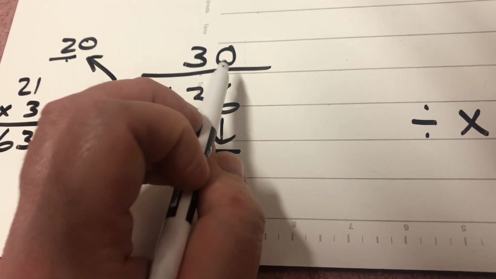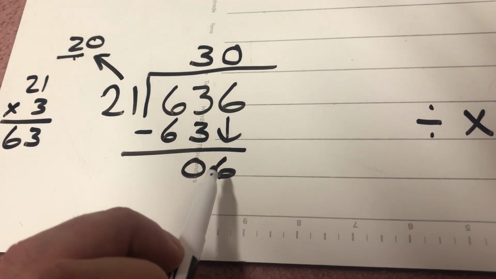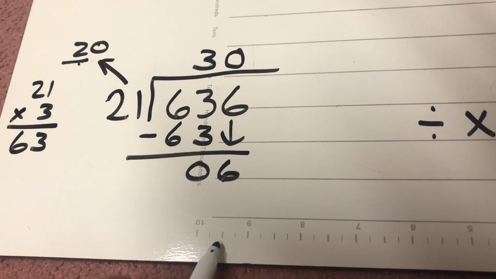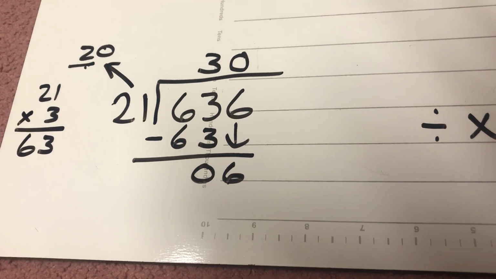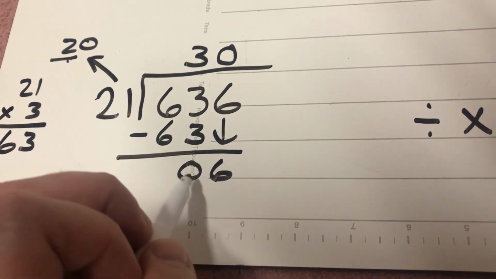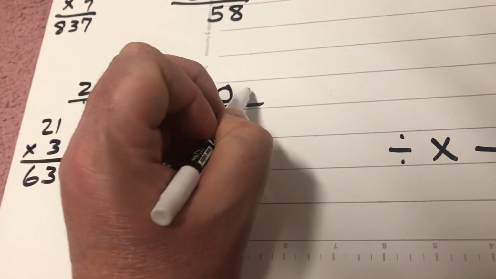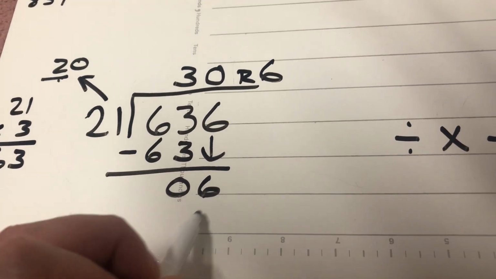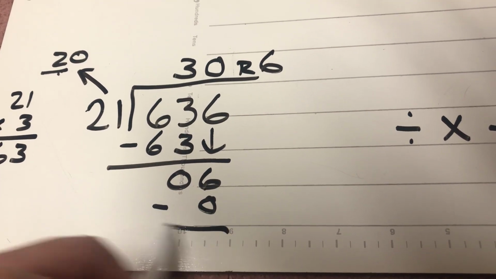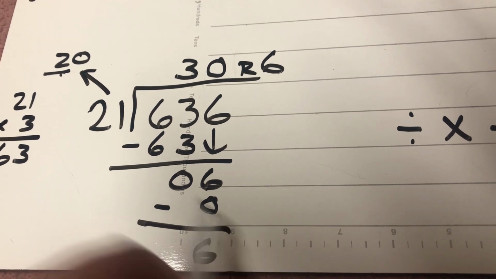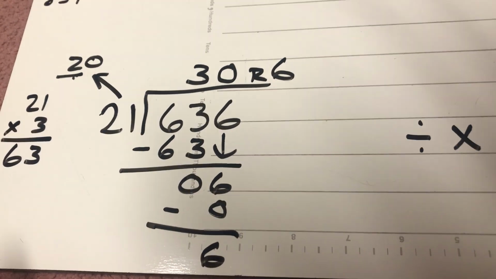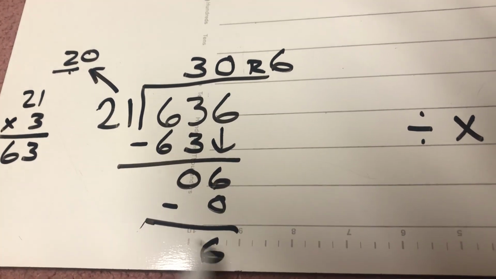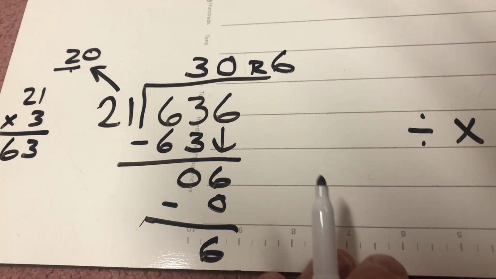As long as you put the 0 up here, you should be able to realize now that, well, 0 times 21 is 0, 6 minus 0 is 6. You're going to have 6 left over. Or from here, you can see that and just go ahead and put remainder 6. But if you want to do the 0 times 21 is 0, 6 minus 0 is 6, if that helps you, that's fine. But as long as you remember to put the 0 up here, you can just kind of skip all this and just make sure you put your remainder 6.